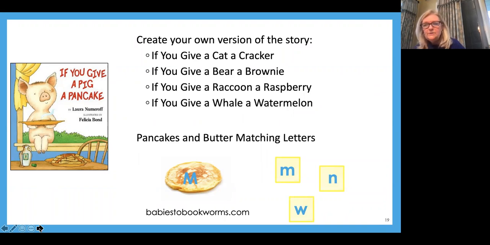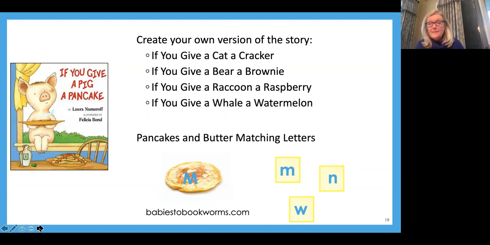And this is from babies2bookworms.com. That's on your resource list because they have lots of different ideas on that site. But thinking about how, because we read a lot of these, you know, what if you give a mouse, I mean, all the different ones, right? But then they can create their own story.